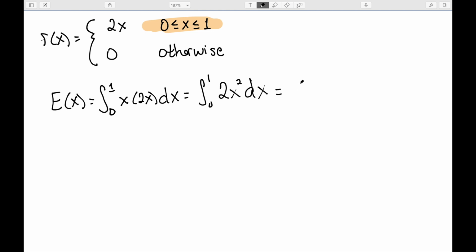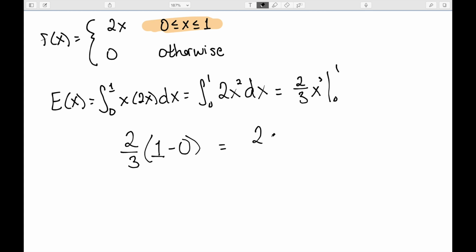The integral of 2x squared is going to be 2/3 x cubed, going between 0 and 1. So we have 2/3 times 1 cubed minus 0 cubed, which is just 2/3. The expected value of this particular continuous variable is 2/3.